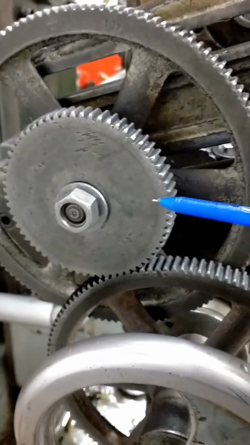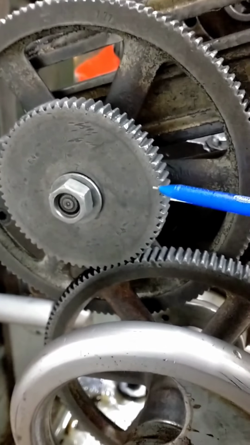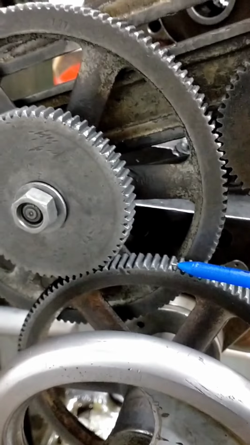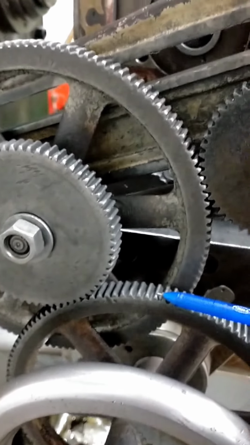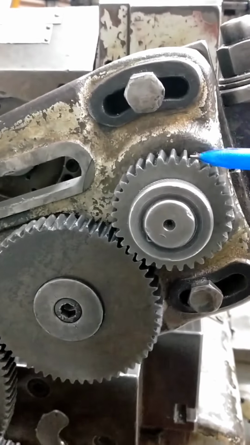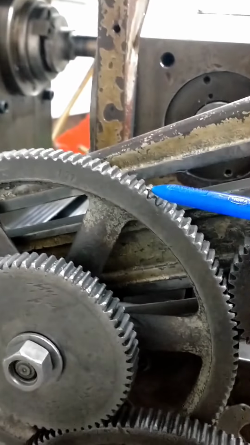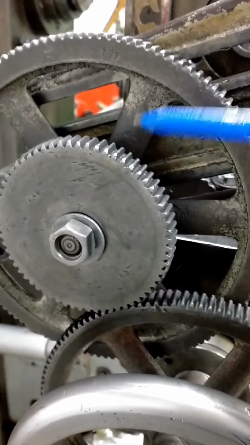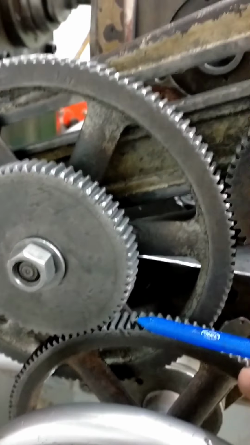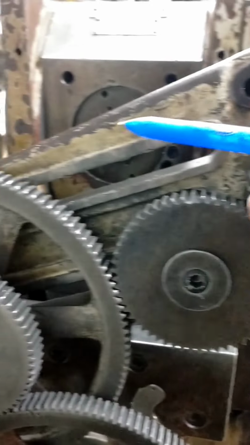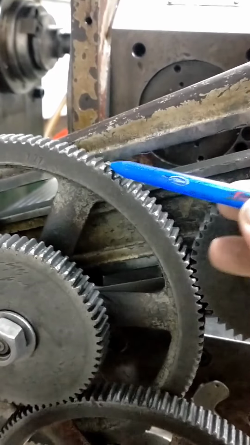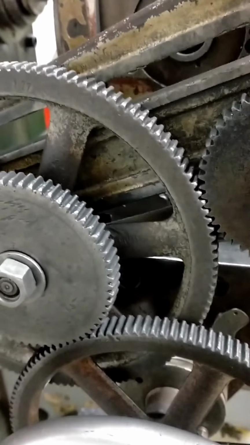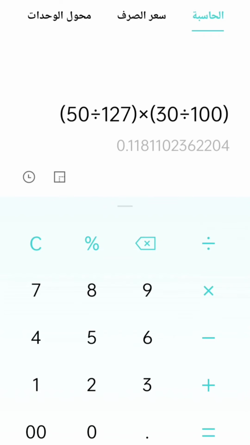Okay, so we will assume this gear, which is the follower, and divide it by this gear, which is the leader. Okay, then we will assume this gear, which is the follower, and divide it by this gear, which is the leader. So, as the formula, we will say this gear divided by this gear, by this gear divided by this gear. And we will think out of the box. Okay? According to the gears which I have in my quadrant box, I assumed these gears to find the ratio.